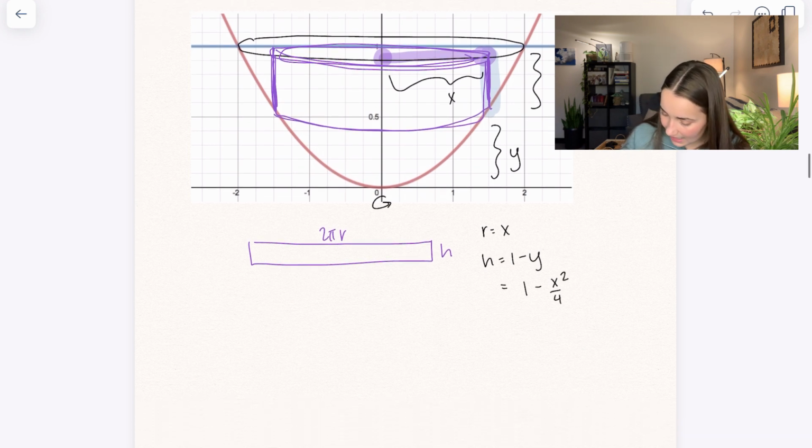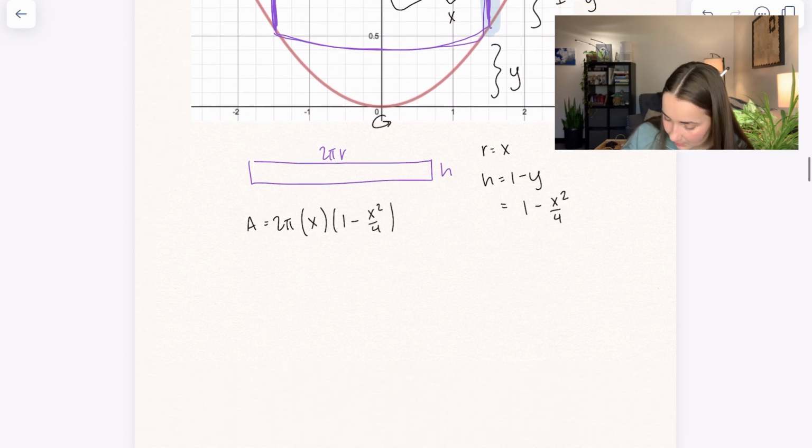So let's go ahead and fill these in. We got the area of this rectangle is equal to 2 pi times the radius, which is equal to x, multiplied by the height, which is 1 minus x squared divided by 4. So if you wanted, you could simplify that real quick. We can multiply that x in, and we get x minus x cubed divided by 4.